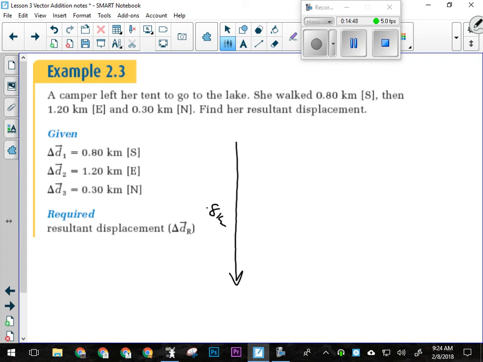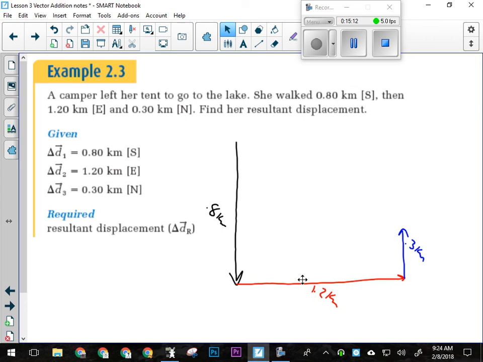Okay, then they walked 1.2 kilometers east. Okay, so I'm drawing them tail to head and approximately to scale. Okay? And then they walked 0.3 kilometers north. Okay? So that's the path that they followed.